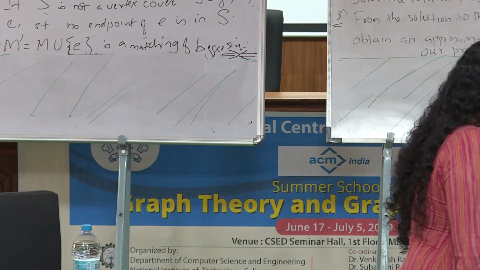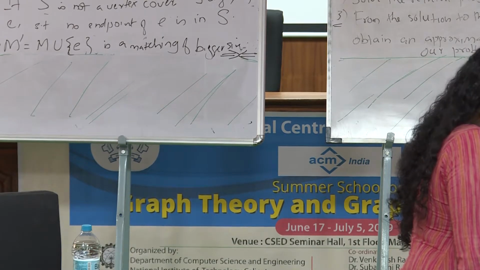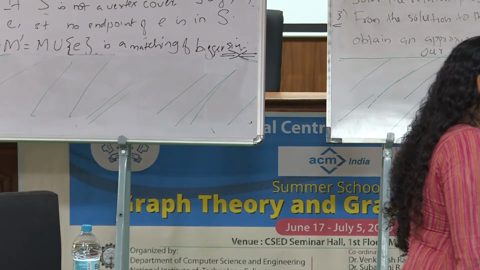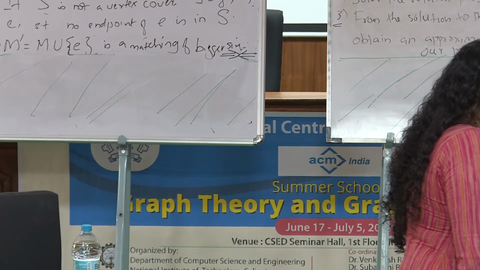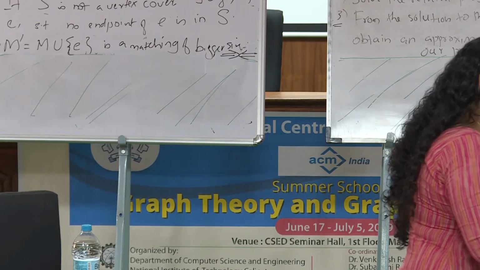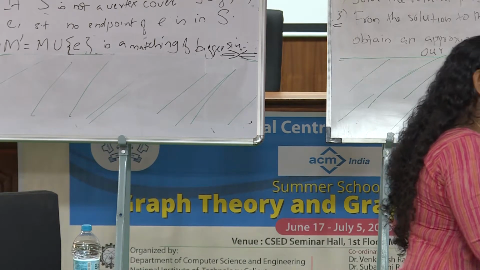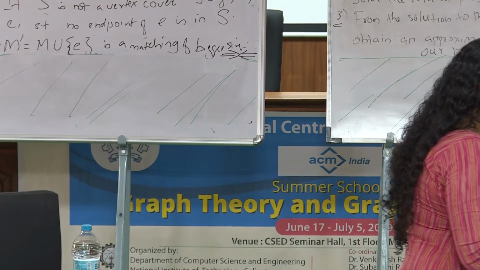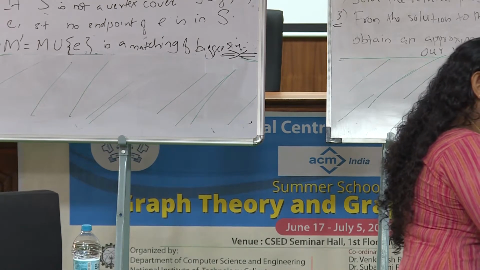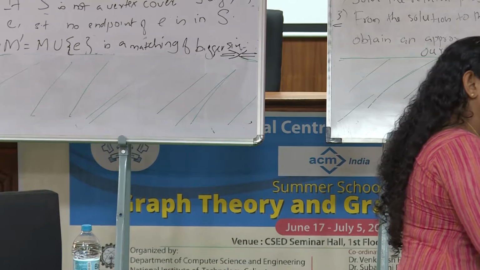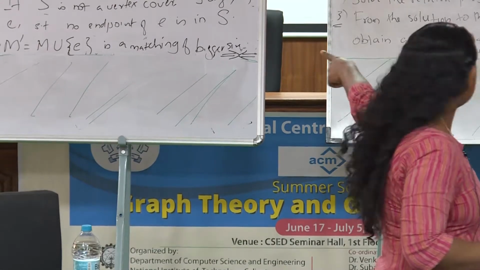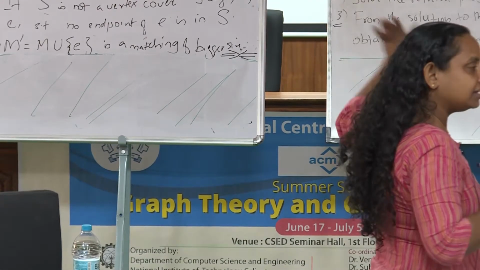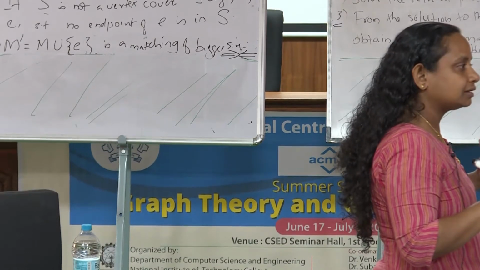See, I'm not taking maximum matching. I am asking you to find maximal matching only. Maximal. That cannot be made any bigger. That's all. I am not saying it should be of the best cardinality possible. I am not saying that. Two different maximal matchings can exist with different cardinality. I showed you an example. That graph, that single edge is a maximal matching, though it is not a maximum matching.